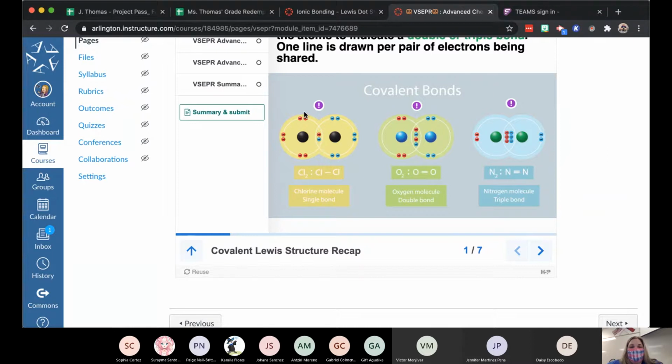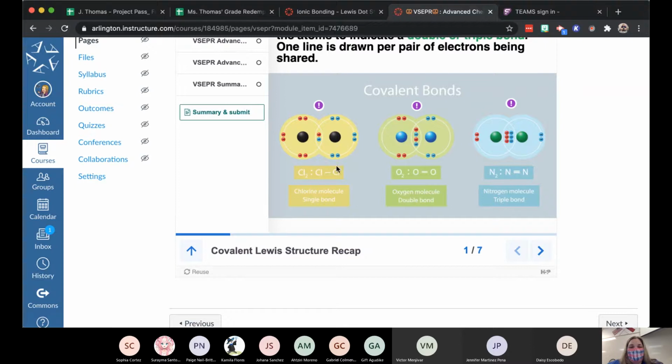So they each have 3 pairs because they have the 6, and then their last one is single. That's the 7th one. So that single one on each one, those are going to pair up together so that they can create that covalent bond. So these two atoms are sharing this one pair of electrons here. They each donated one, and they're sharing that pair in between them, and that creates the covalent bond.